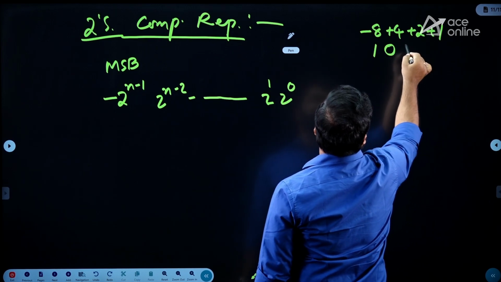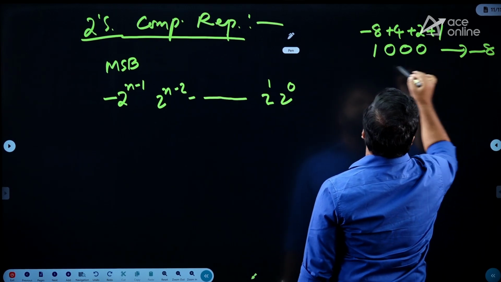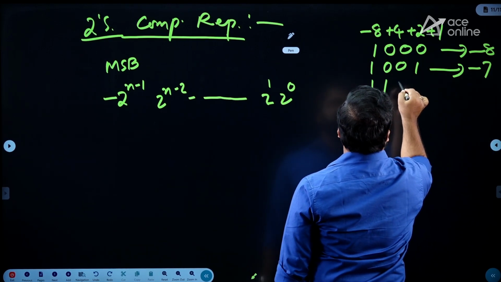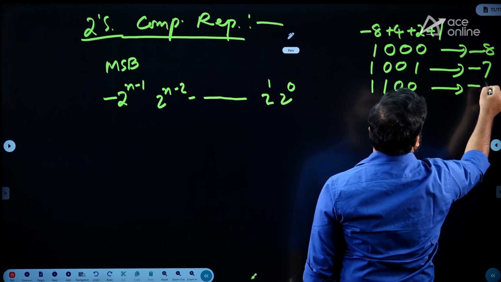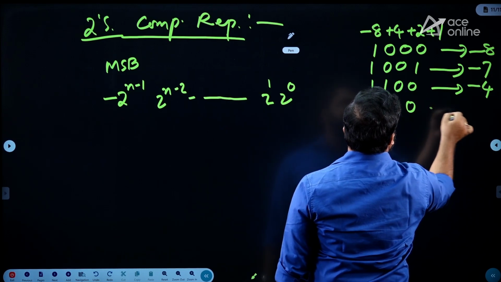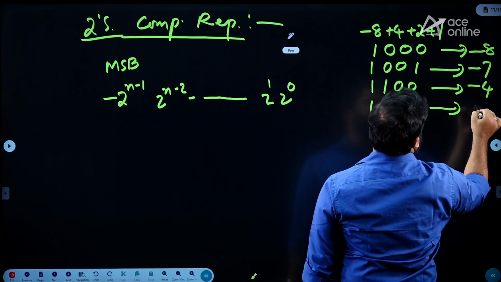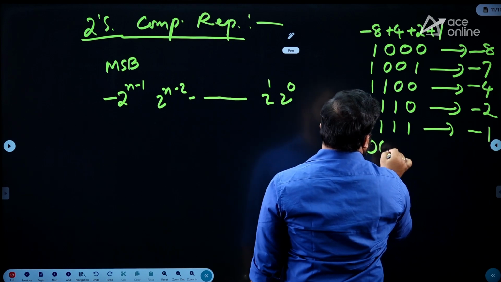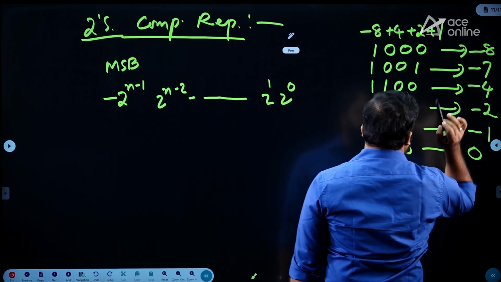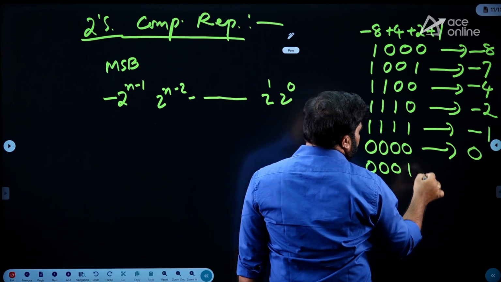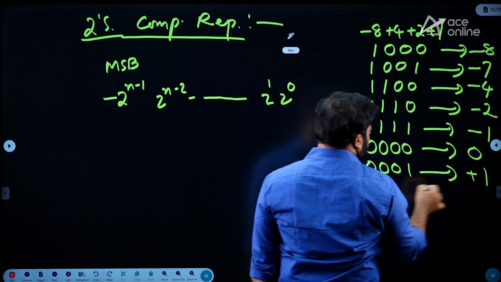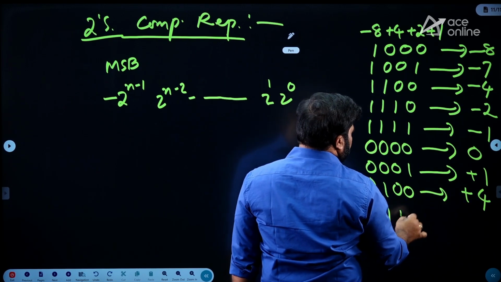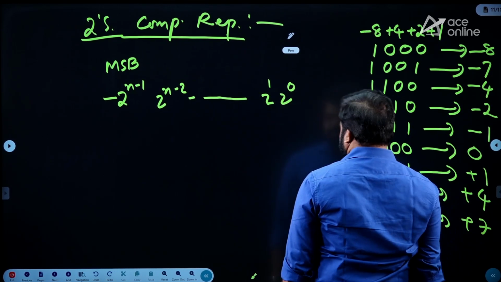So 1 0 0 0 is minus 8. 1 0 0 1 is minus 8 plus 1, it is minus 7. 1 1 0 0 is minus 8 plus 4, it is minus 4. 1 1 1 0 is minus 8 plus 4 plus 2, it is minus 2. 1 1 1 1 is minus 1. If it is 0 0 0 0 only, we are getting 0. Otherwise, we are not getting any representation for 0. Plus 1, 0 1 0 0 is plus 4, 0 1 1 1 is plus 7.